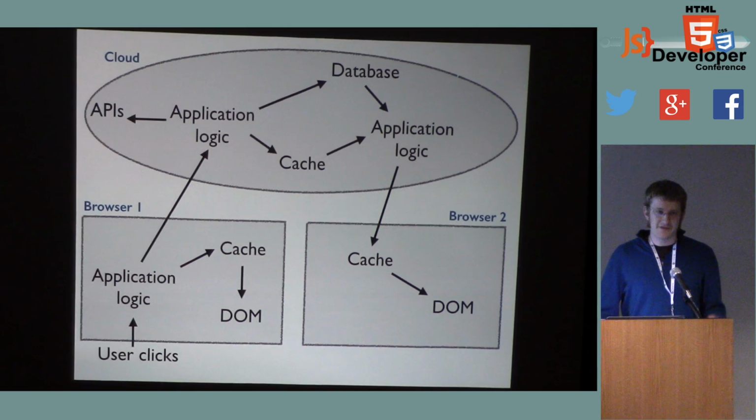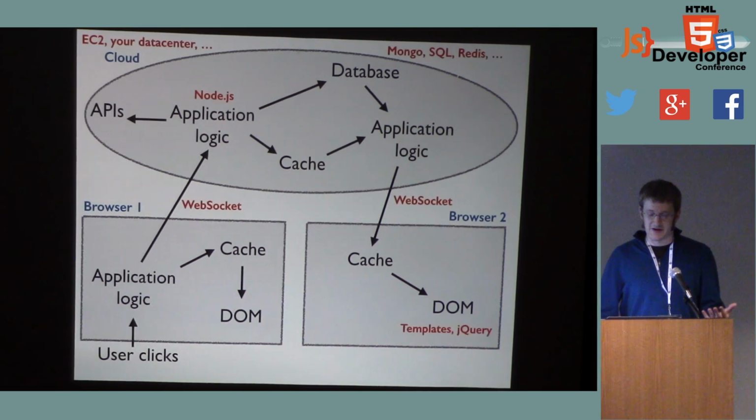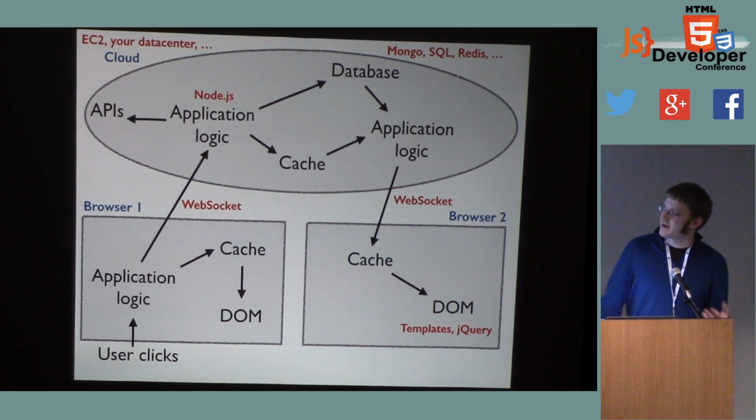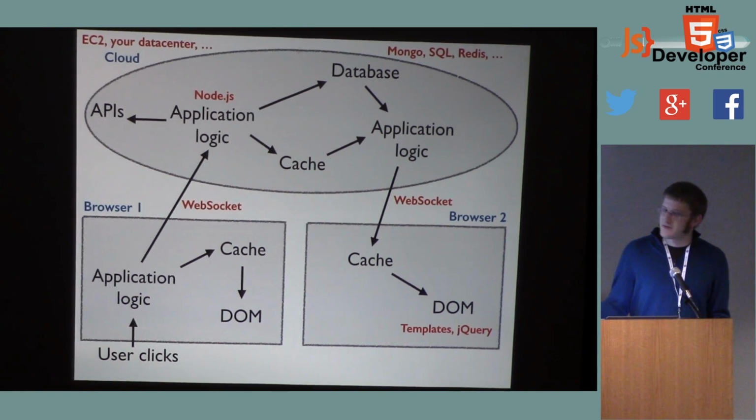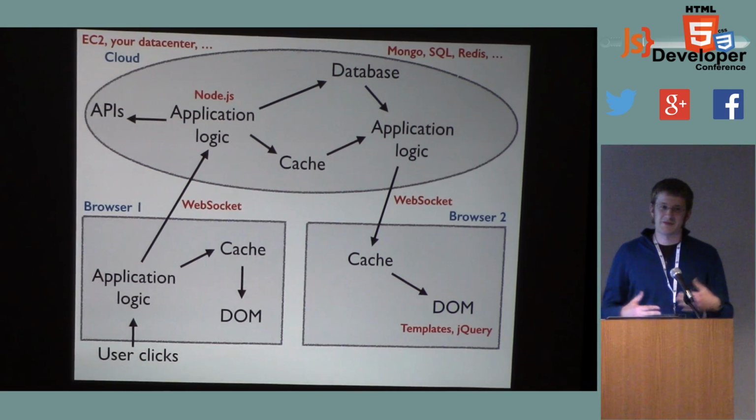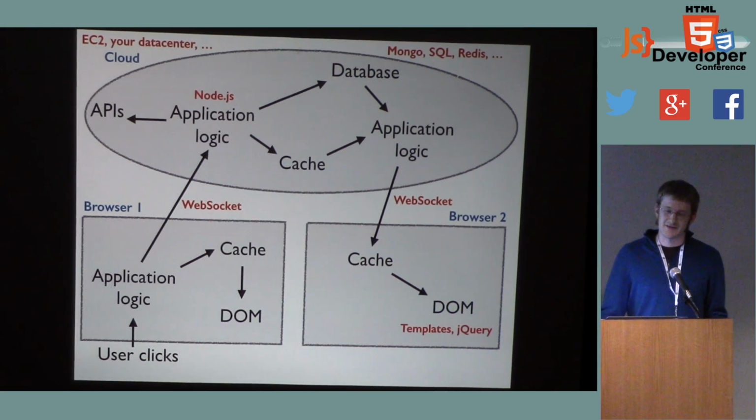So we have stuff to do for each of these parts. We have EC2, we have your data center. The cloud could be any number of things; it's just kind of a metaphor. Your database, you might have multiple databases. Real apps might have to talk to existing legacy databases. But for a new app, it could be Mongo, it could be SQL, it could be Redis.